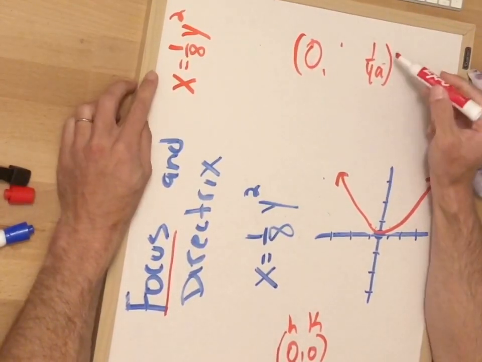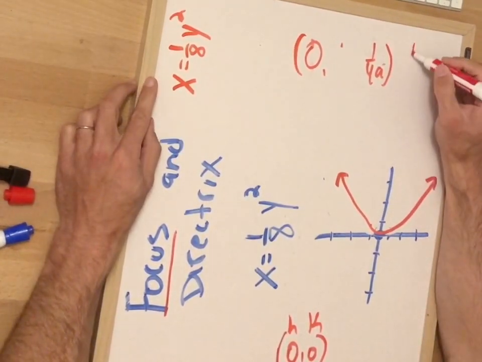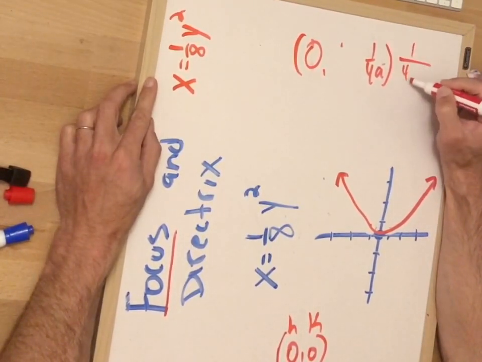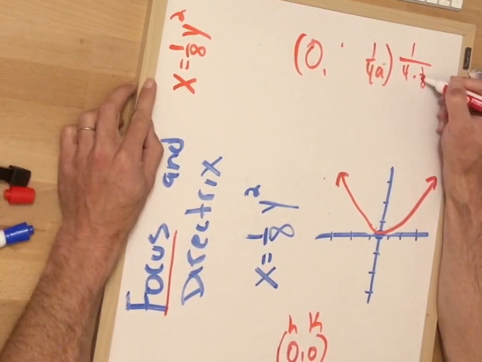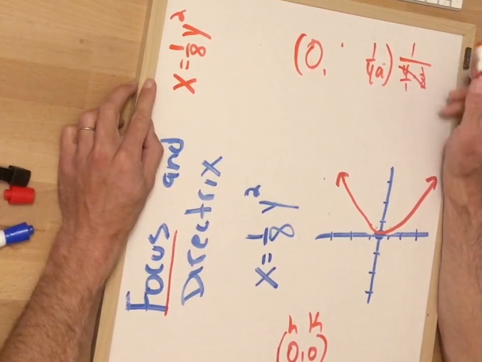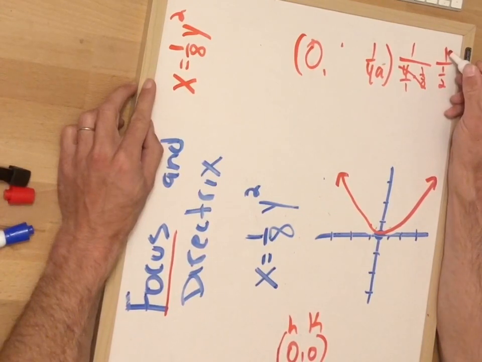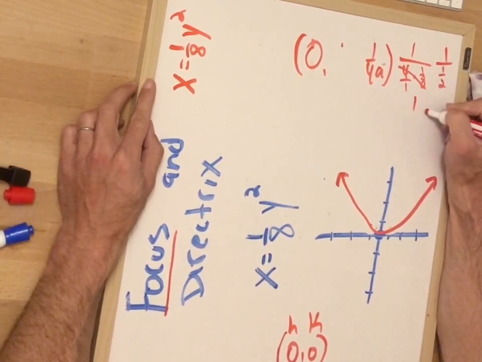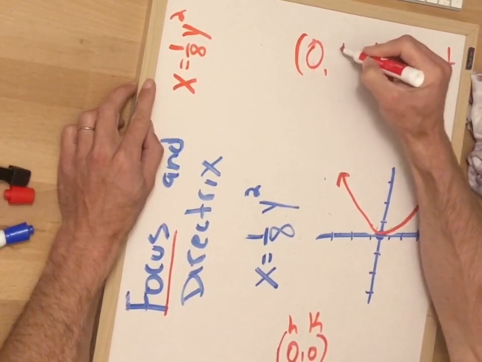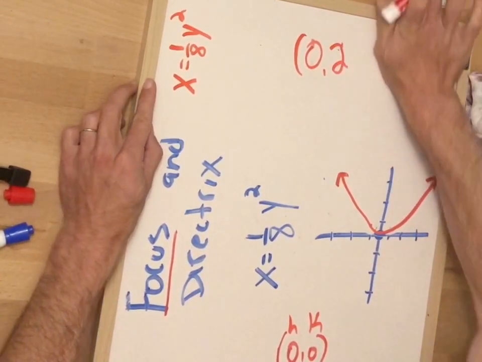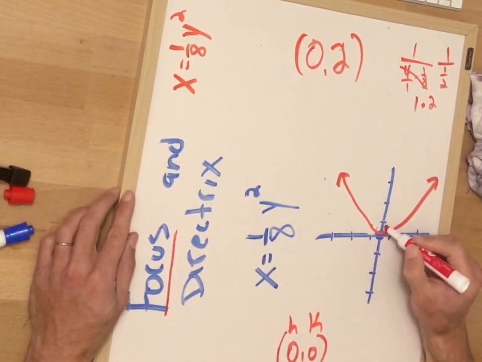And then remember the math that I did? 1 over 4 times a. 1 divided by 4 times my shape, which is 1/8. I'm going to put this as a fraction. Remember I cross canceled and I got 1 over 1/2. 1 divided by 1/2 is the same thing as 1 times the reciprocal, 2 over 1, which is going to be 2. So now I'm going to graph this. 0, 2. Boop, right here.